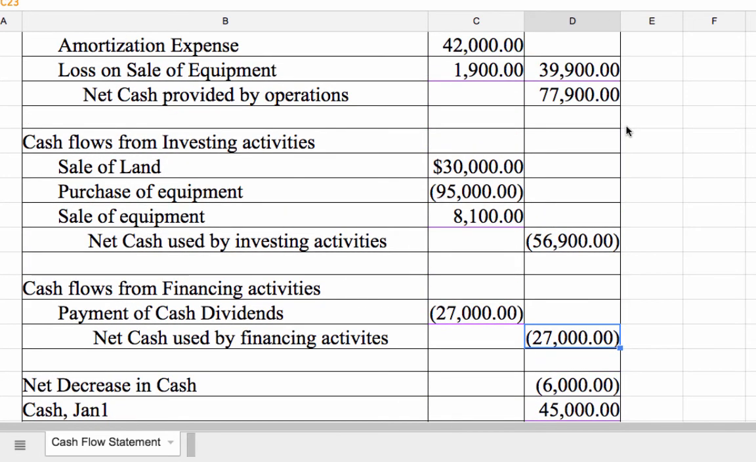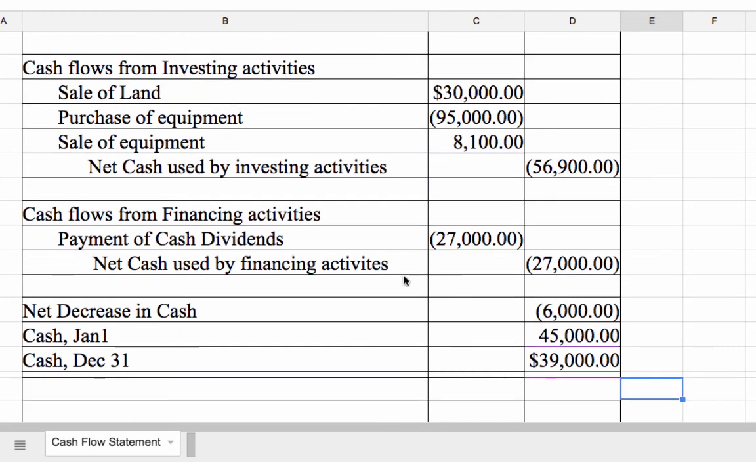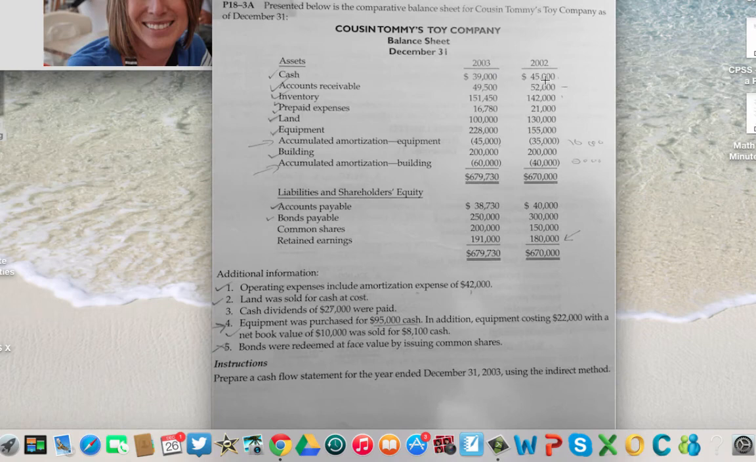So we're going to go back up here. We have net cash provided by operations, net cash used by investing, and net cash used by financing. So we're going to take those 3 numbers and add them together. And that's going to give us a negative number. So we're going to put a net decrease in cash here. And again, if you recall from our second video where I said step 1 of the cash flow statement was to look at the net change in cash. Well, if you look at the net change in cash here, we had $45,000 and it went down by $6,000 at the end of the period to $39,000.